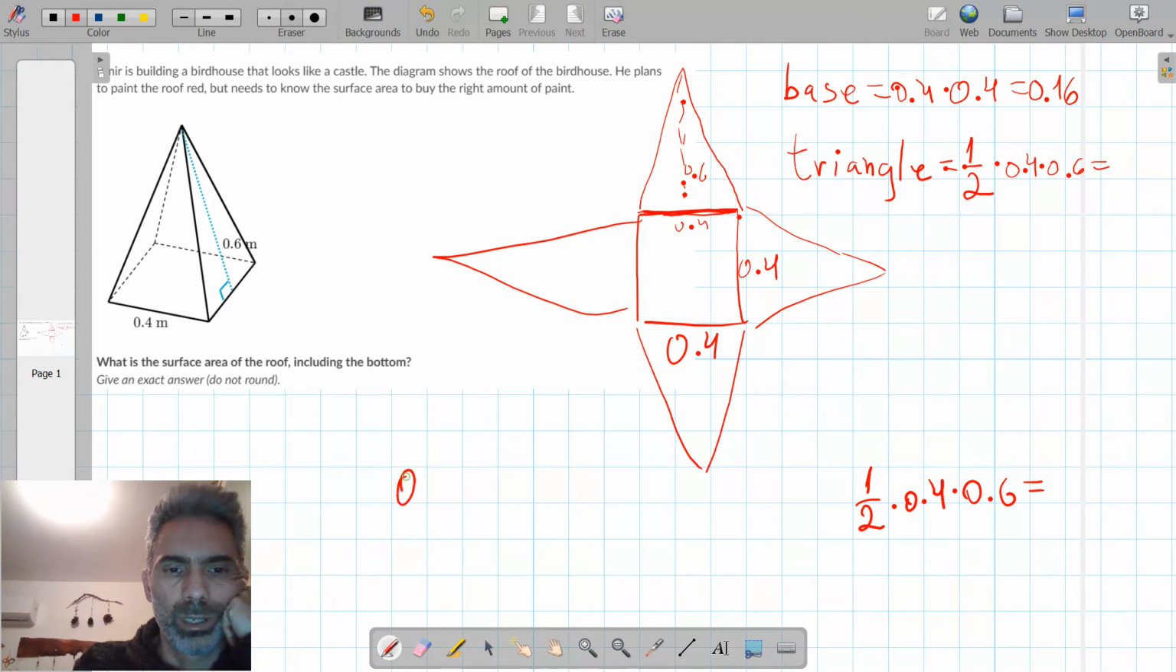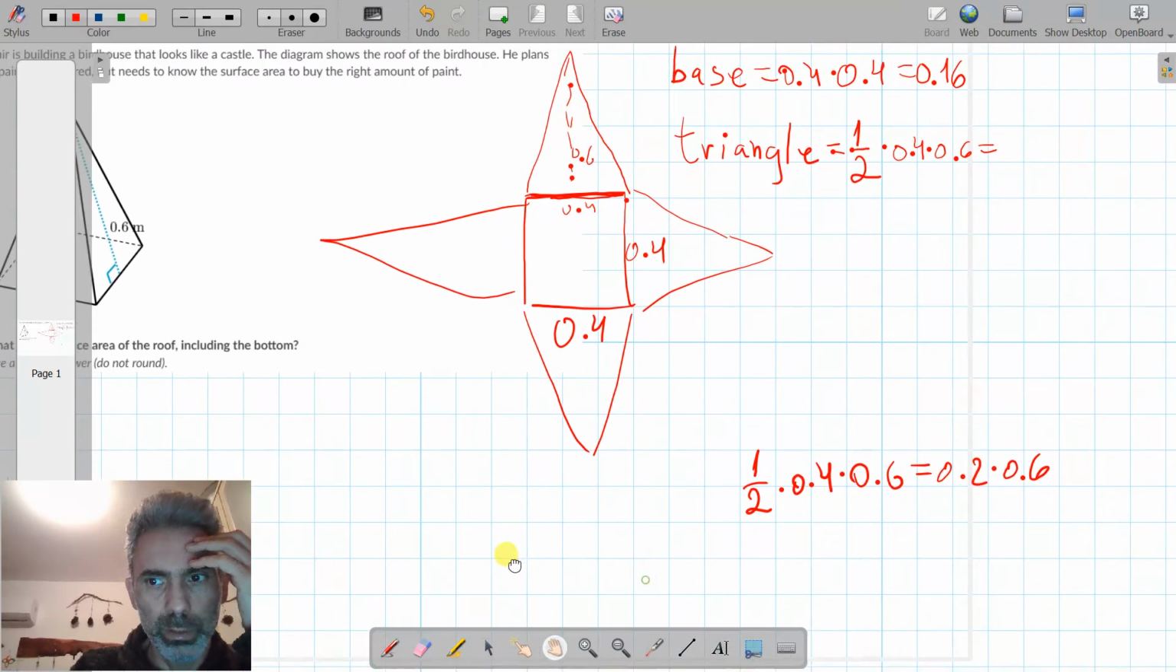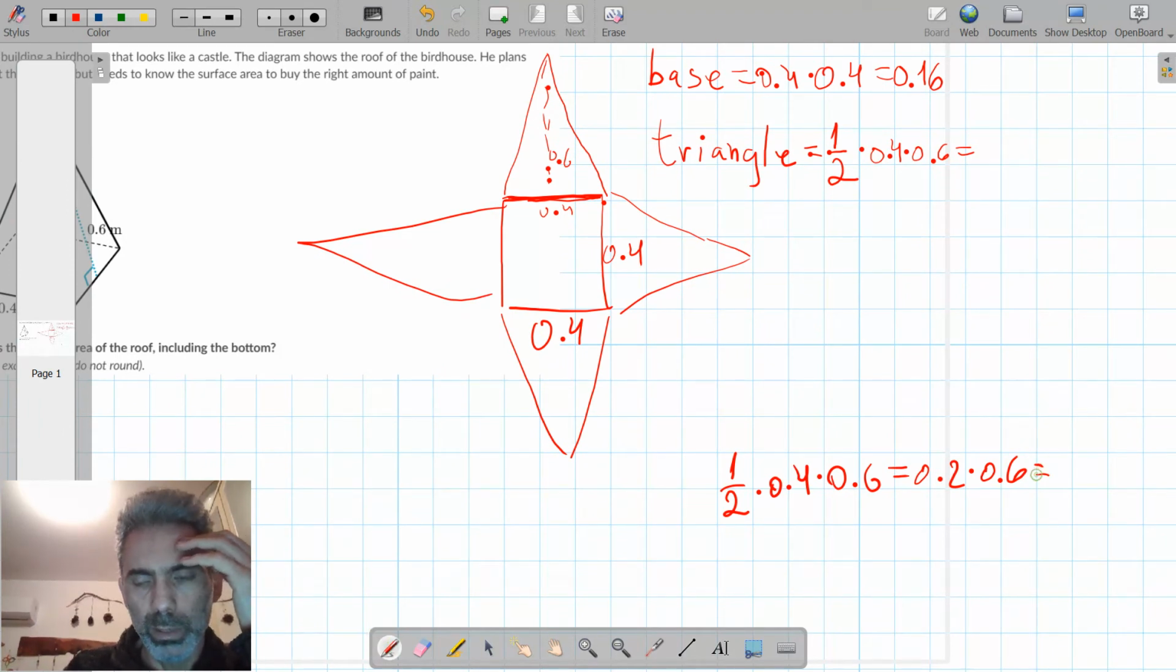Let's see, 0.5 times 0.4. 4 times 5 is 20, so it's 0.2. 1/2 of 4/10 is 2/10, so 1/2 times 0.4 is 0.2. And 0.2 times 0.6, 2 times 0.6 is 0.12.